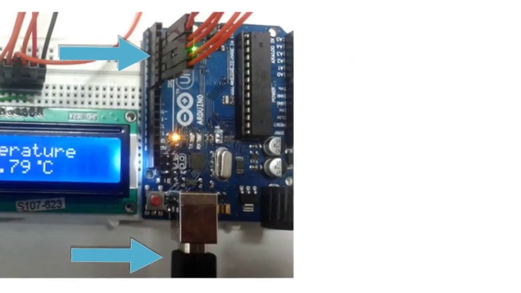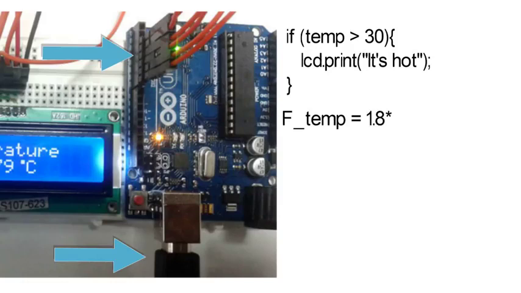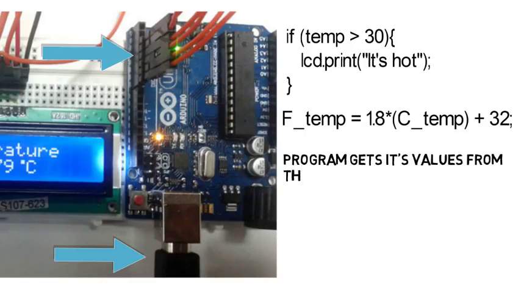So maybe your program says if temp is greater than 30, assuming this is Celsius, then print "it's hot" to the screen. Or maybe you need to do a conversion, so you might have a variable Fahrenheit temp equals the conversion equation from Celsius to Fahrenheit. And you can call those variables whatever you want. These aren't exactly how it's done, of course, but that's the idea. The program or software gets its values from the hardware, like the temperature sensor, and then your program does the math and outputs whatever is needed.